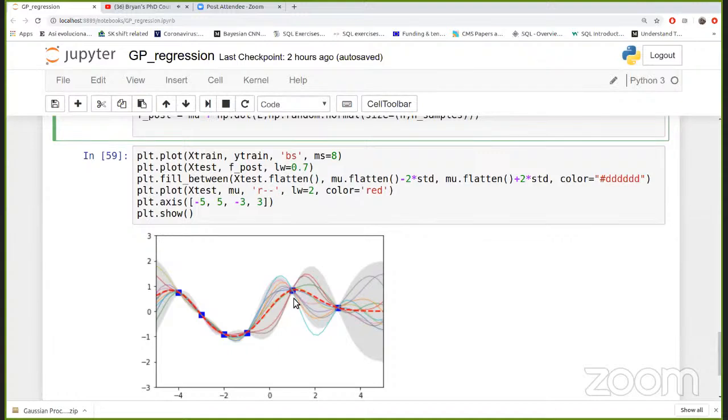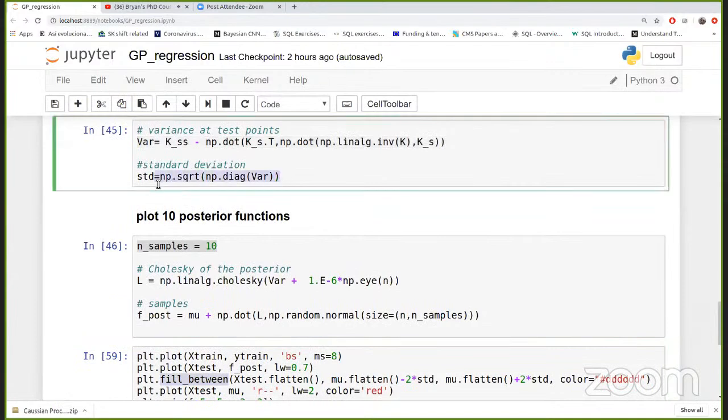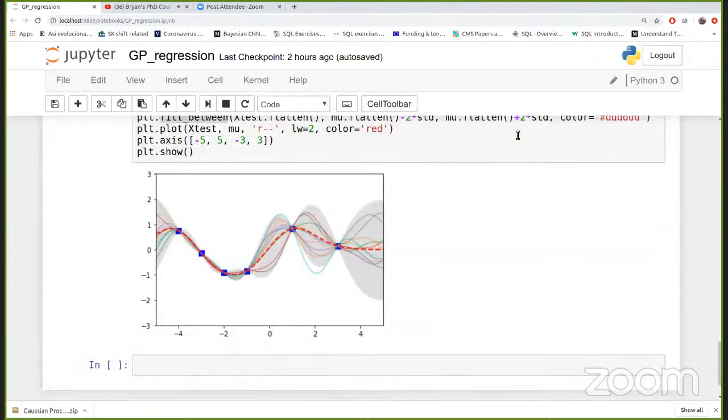So you see here what I'm plotting, first of all, the training points in blue. These blue squares here. Then I plot all the 10 functions here. So those are these functions with thin lines. And just to be illustrative, I just plot here the area covered by 2 standard deviations. So this is mu minus 2 standard deviations, mu plus 2 standard deviations. And then I plot this shaded region covering 2 standard deviations, where the standard deviation is just the square root of the predictive variance.